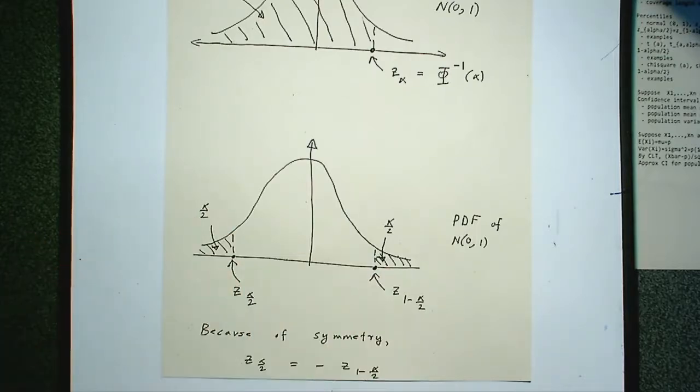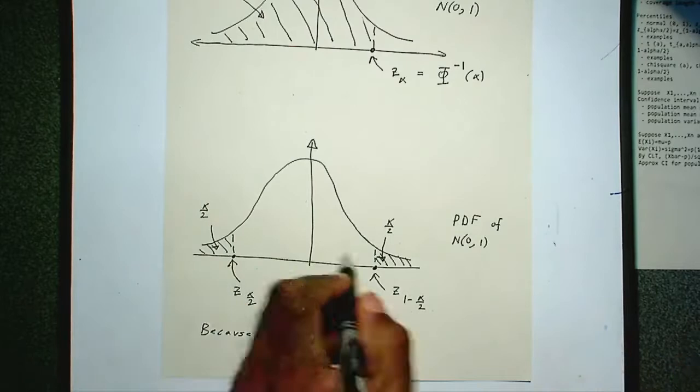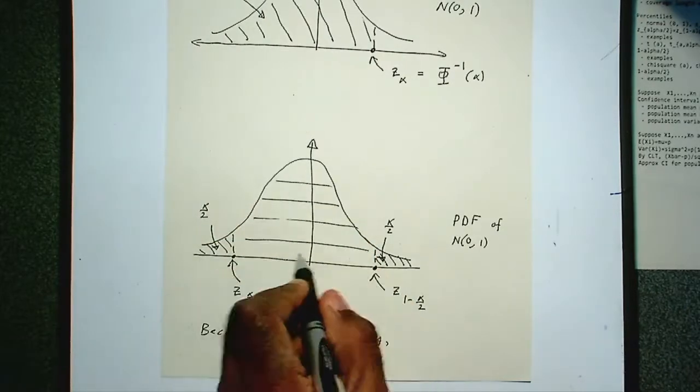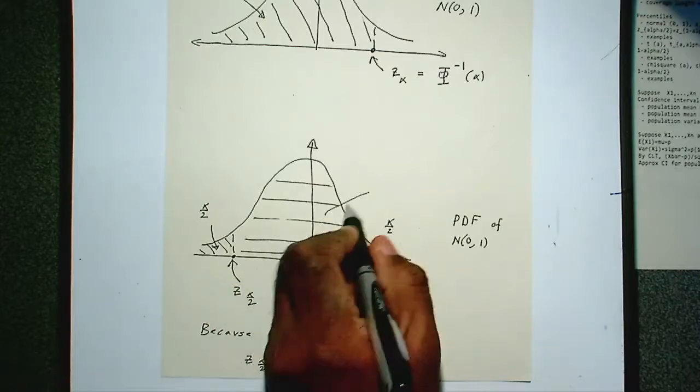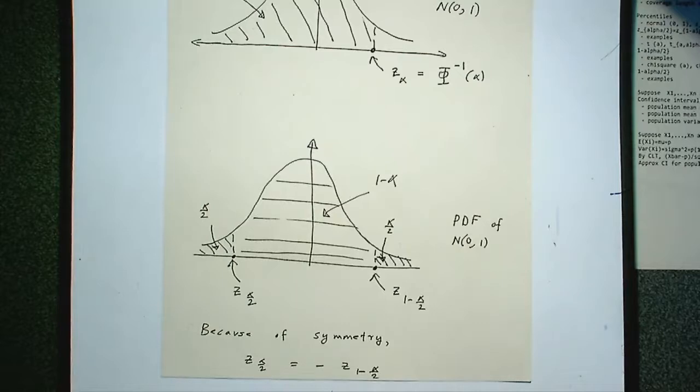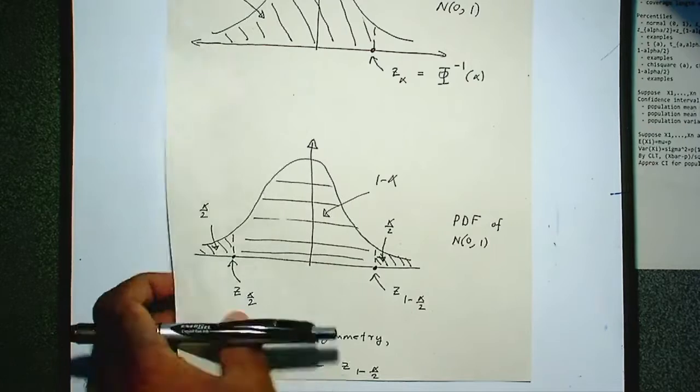And because the normal PDF is symmetric, these two are equal except for the negative sign. So this is minus of this, right? You follow me, guys, or not? And because these two make up alpha by 2, the area in the middle must be what? This area here must be 1 minus alpha, okay? You follow me? Right. So that's for the normal distribution.